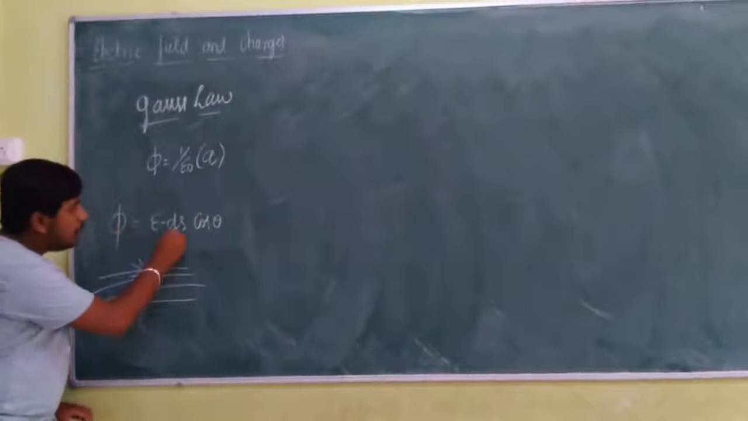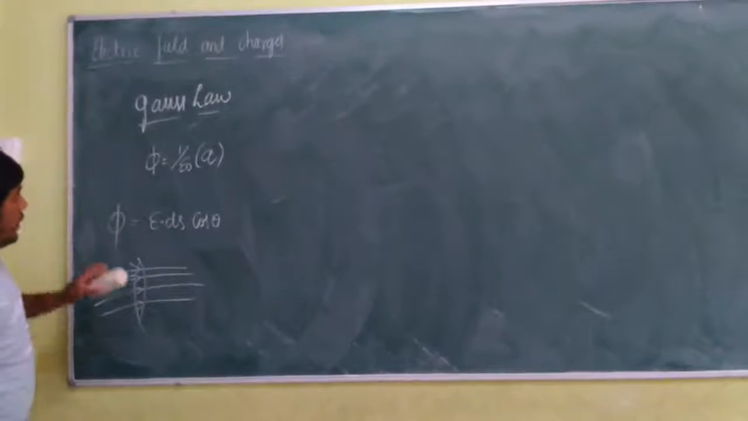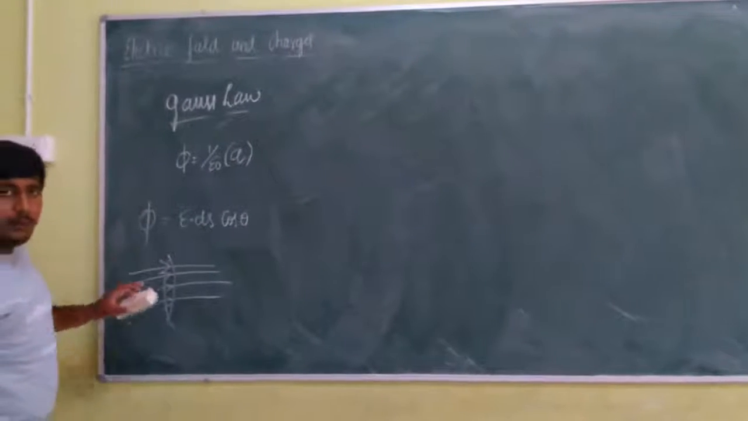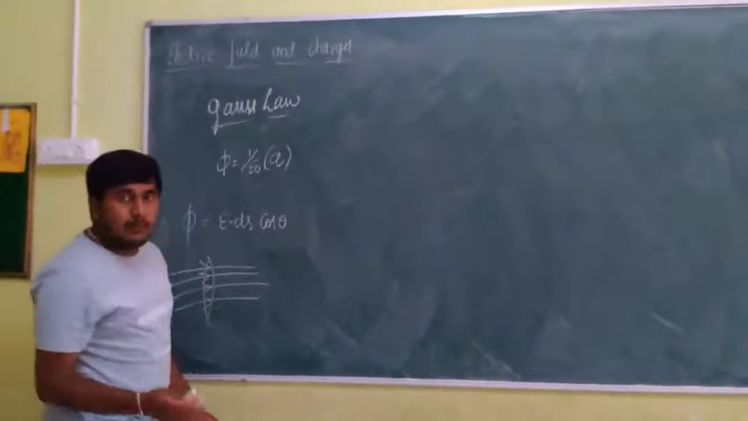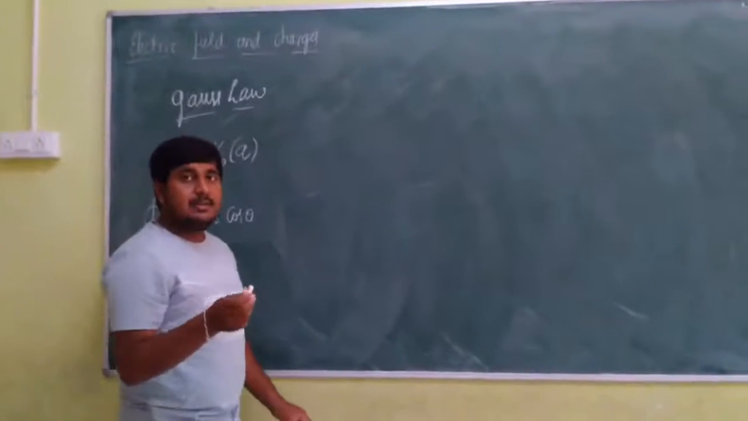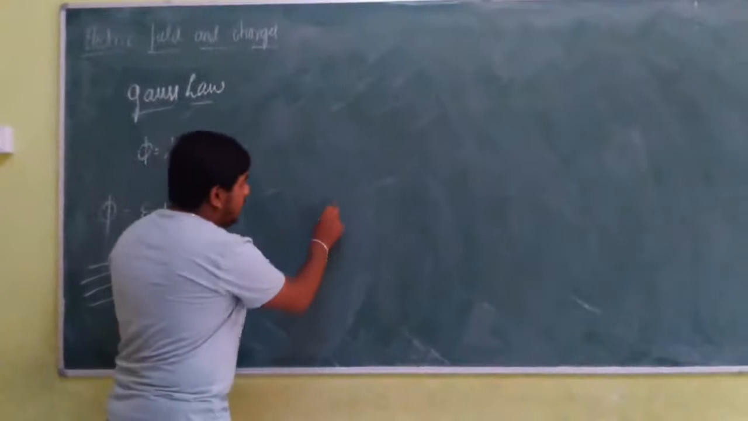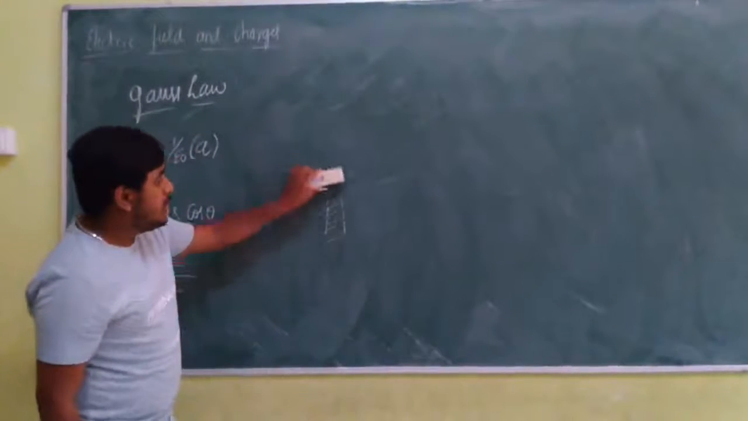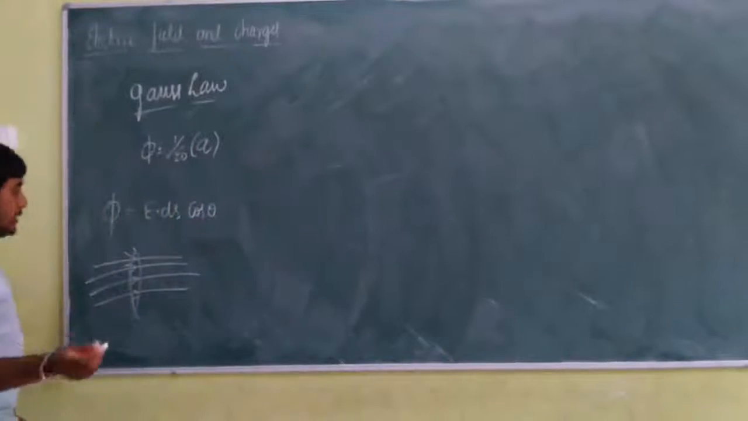So flux is given by the formula E dS cos theta. By using Gauss law and electric flux, we have to find the electric field due to a charged shell, a plane sheet, and one more thing, a charged wire. So all formulas we have to derive.